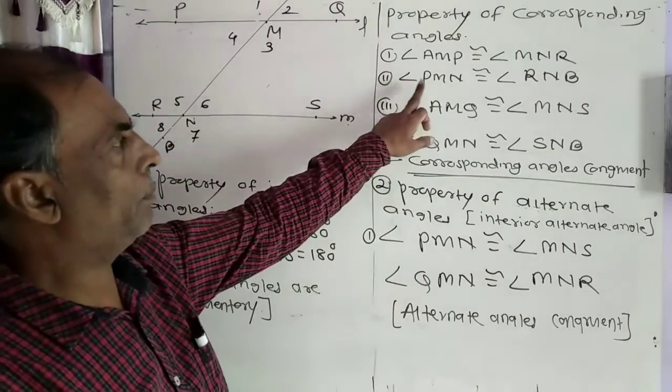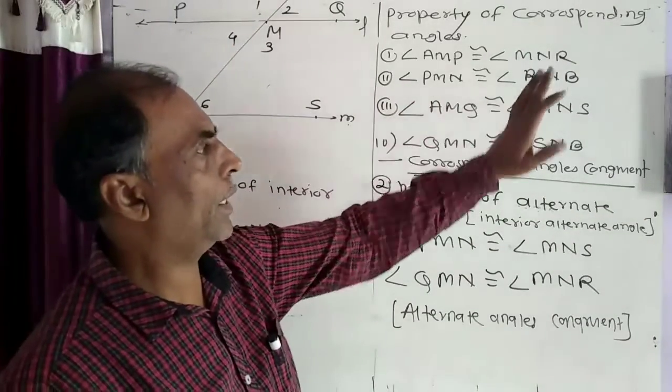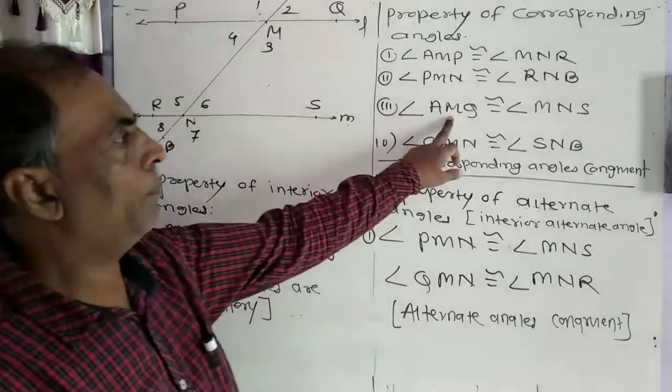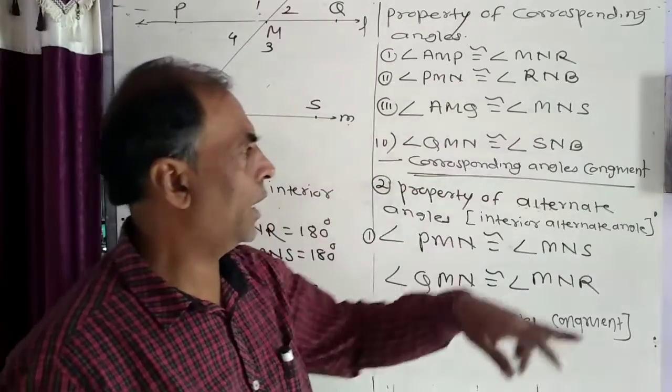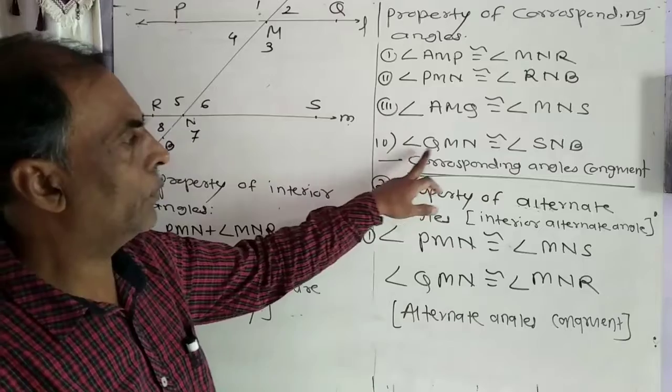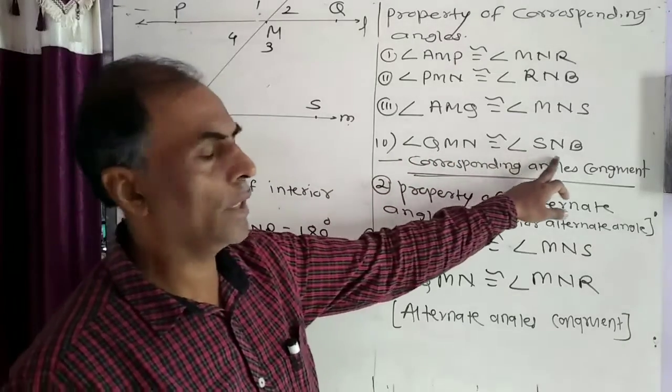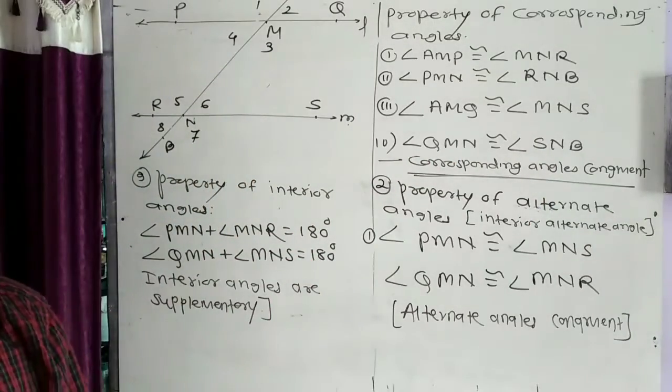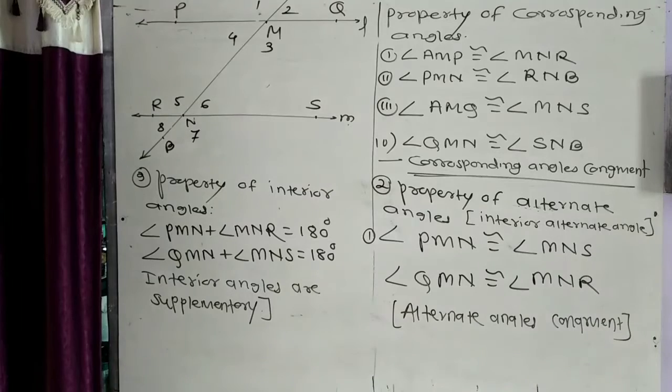Second pair, angle PMN congruent to angle RNB. Third pair, AMQ congruent to MNS, and fourth pair, QMN congruent to angle SNB. We have observed in the figure that all four pairs of the corresponding angles are congruent.